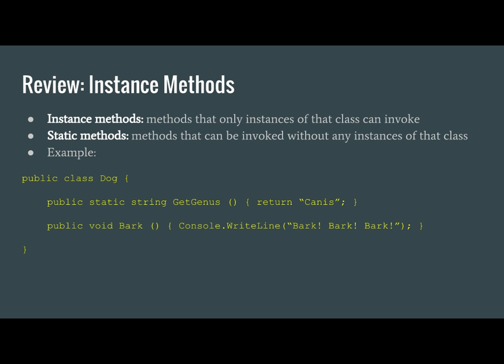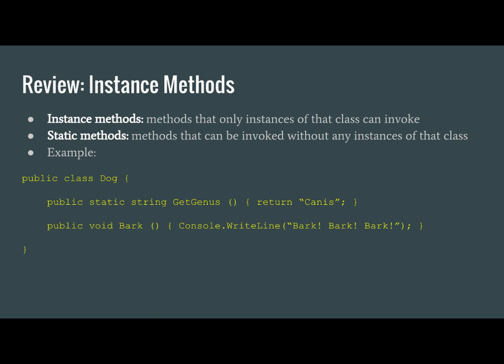So instance methods are the methods that can only be invoked by an animal, or by the instance of the class. For instance, we have a class Dog, and in this case, we have a public static string GetGenus. Because all dogs belong to the Canis genus, this is associated with the class. It does not need to be associated with an individual instance of Dog. So Foggy belongs to Canis, and other dogs all belong to the Canis genus.